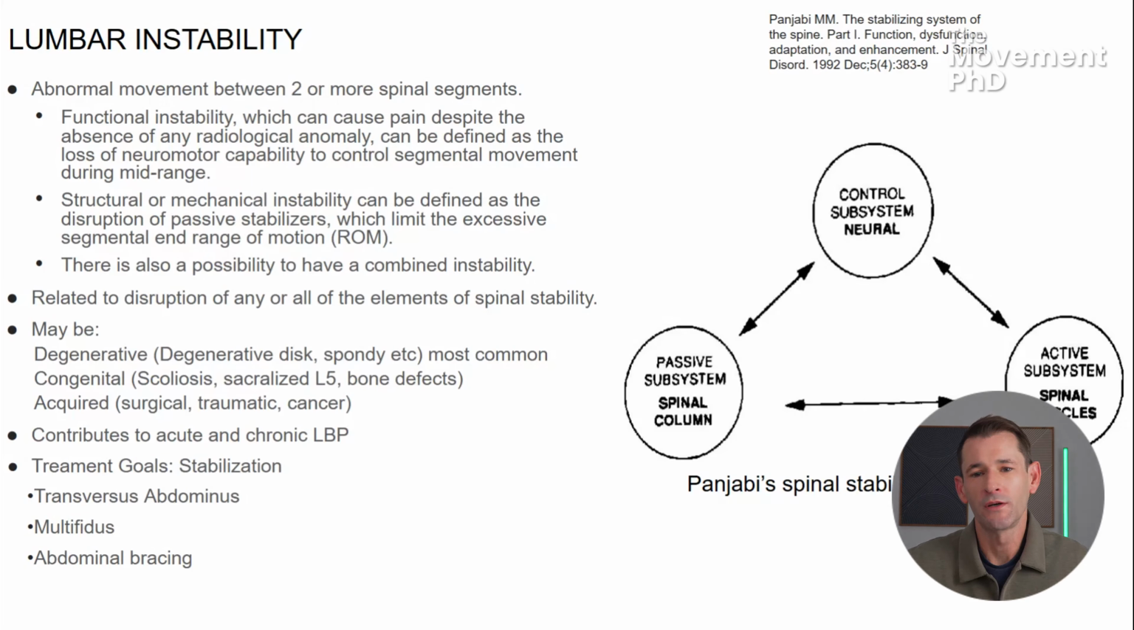So what are our treatment goals for this lumbar instability? Well, it's stabilization. It doesn't matter whether it's a structural mechanical instability or a functional instability, our treatment goal is still going to be stabilization. So we want to activate those deep stabilizers, transversus abdominis and multifidus. We want to teach them to do that abdominal bracing. Therefore, we also need the pelvic floor muscles to do their job. We need the diaphragm to do its job as well.